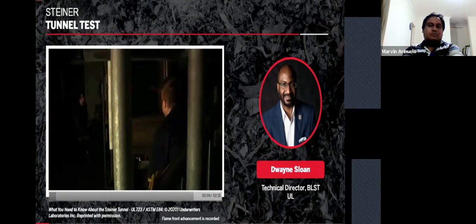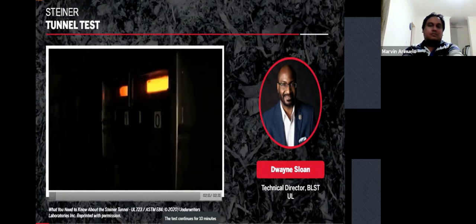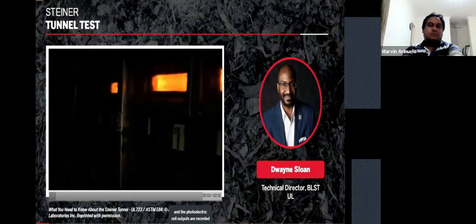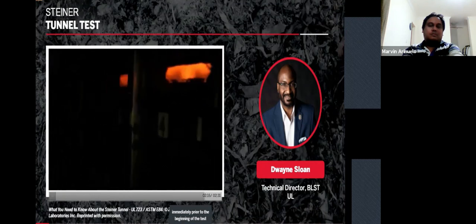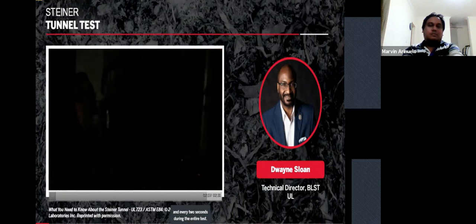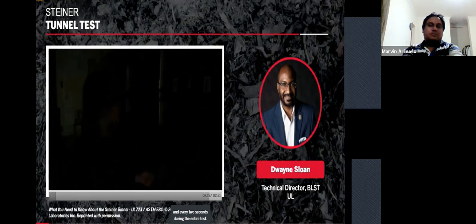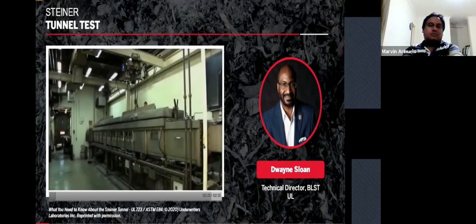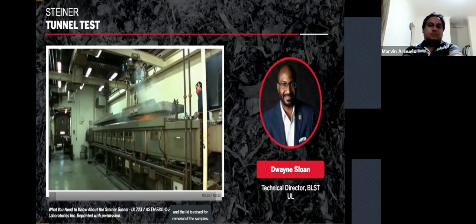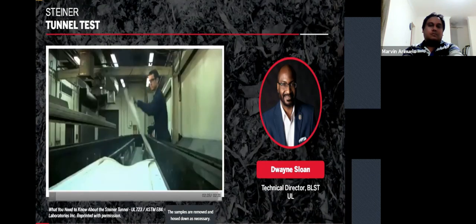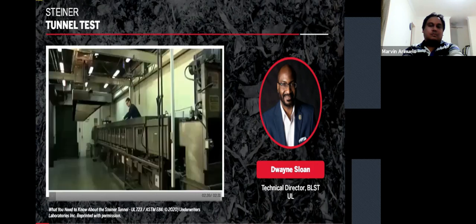Flame front advancement is recorded at the time of occurrence, or at least every 30 seconds if no advancement is noted. The test continues for 10 minutes, and the photoelectric cell outputs are recorded immediately prior to the beginning of the test and every 2 seconds during the entire test. When the test is ended, the gas supply is shut off and the lid is raised for removal of the samples. The samples are removed and hosed down as necessary.